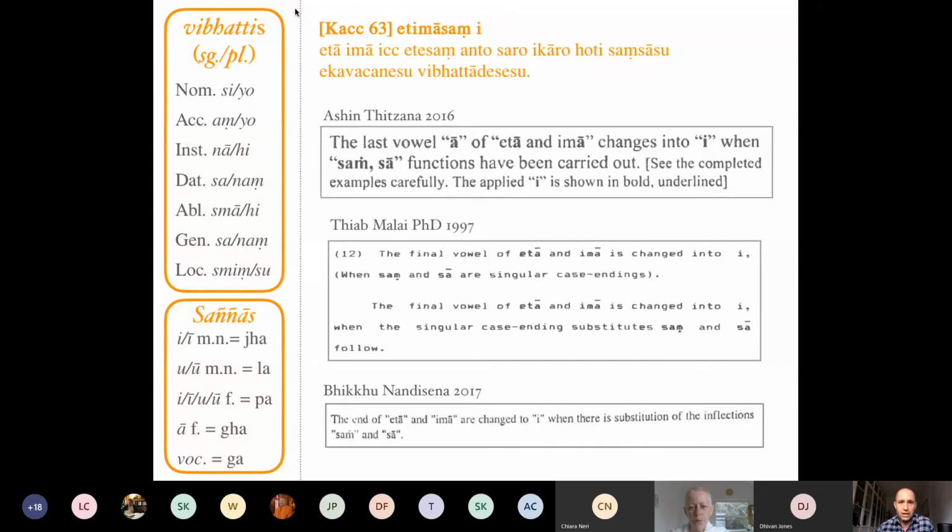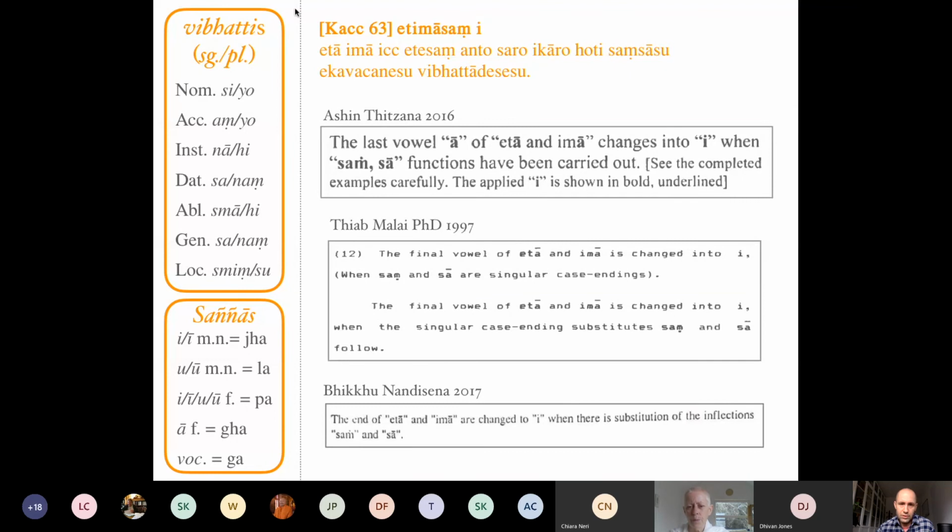Etimasam I. The vutti says, eta ima icchete sam antosaro, ikaro hoti samsaso ekavachanesu vivatta deseso. That means the last vowel a of eta and ima changes into I. So I replaces not the entire pronoun eta or ima, but just the last sound. We know this from a paribhasa rule that is not stated in the Kaccāyana. Well, we already know this if we study the metarules. I'm just telling this now. We are not concerned with this here. So this I changes the last sound of eta and ima when sam and sa functions have been carried out.